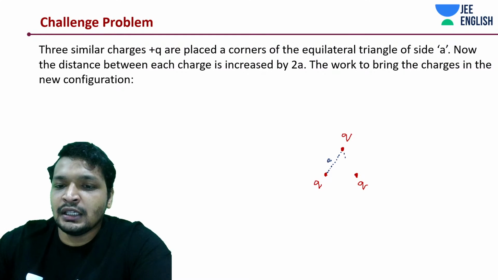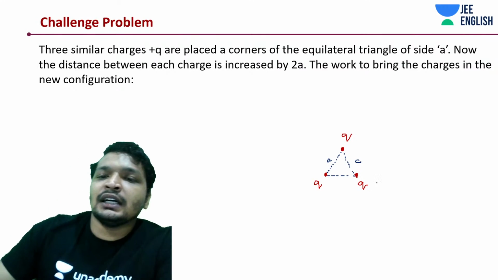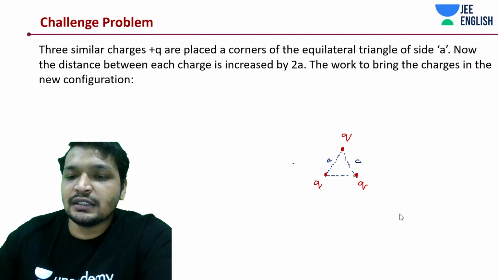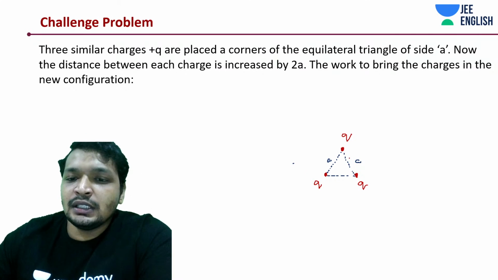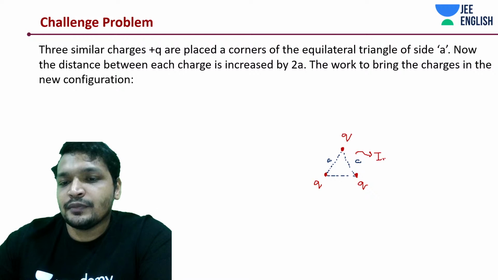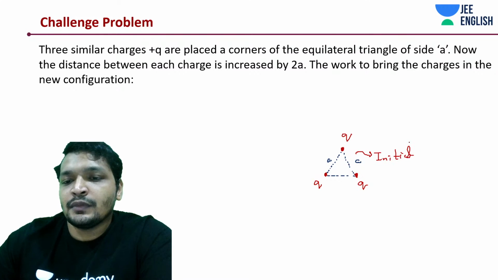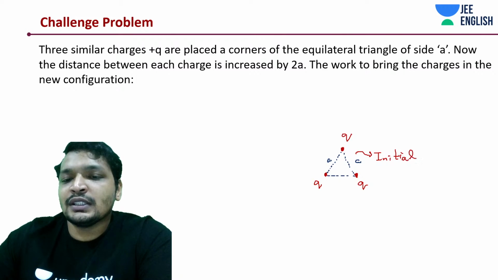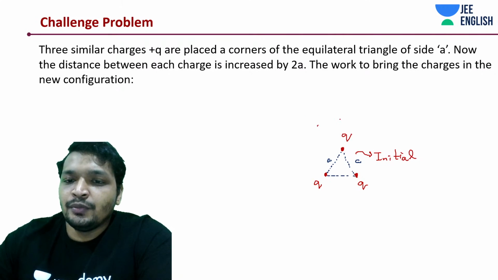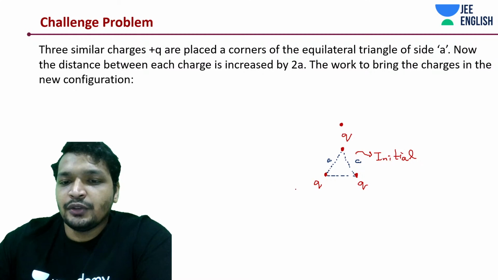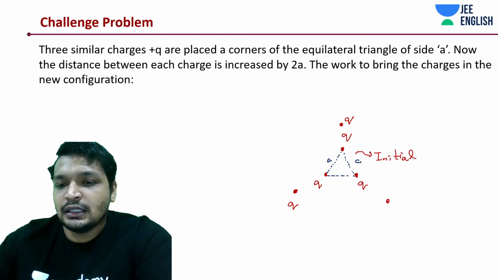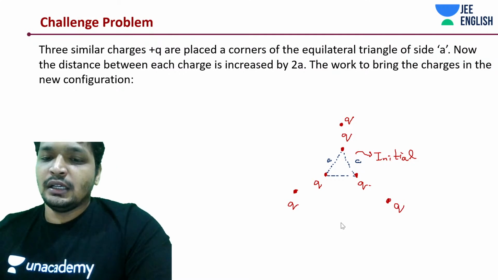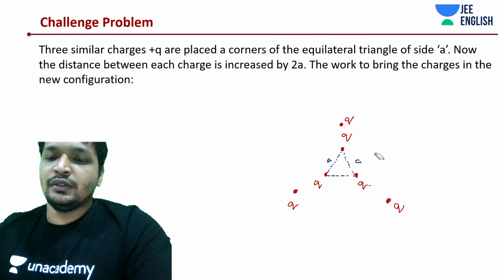Initially they were at a distance A. Now the distance between all the charges has been further increased. Each distance is increased by 2A. That means this was the initial configuration. Now what did you do? You pulled these charges apart and made them look something like this. You're going to erase this initial part. I think that is quite understood at this point.